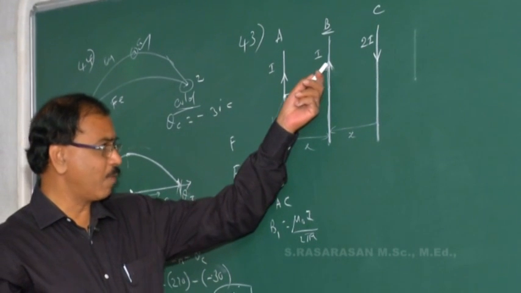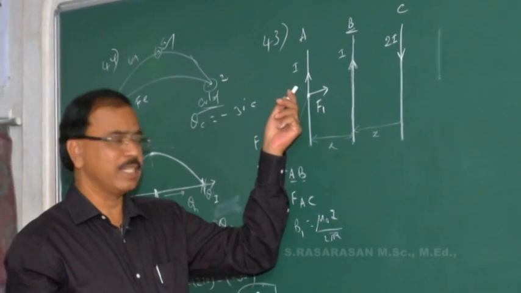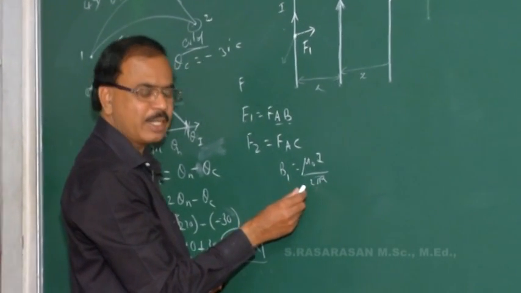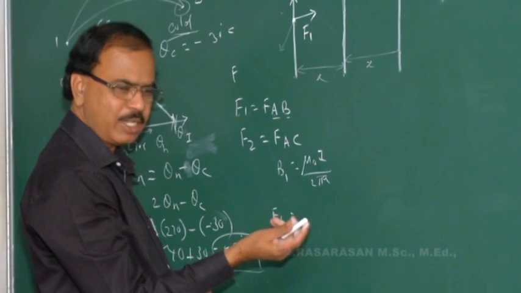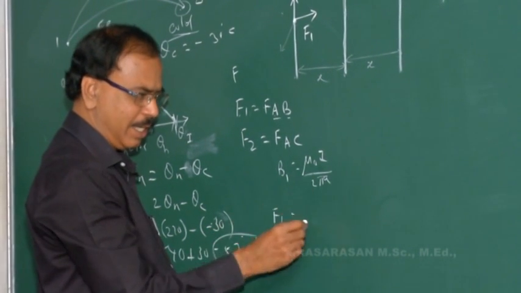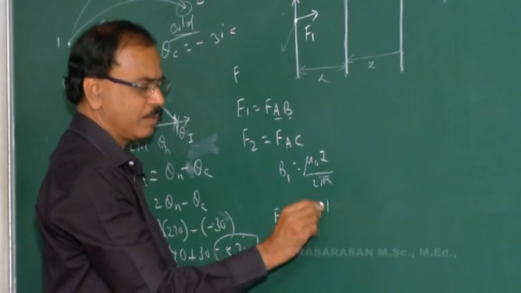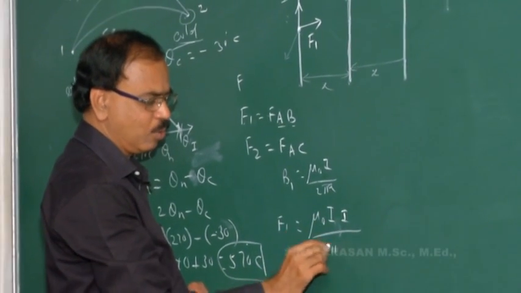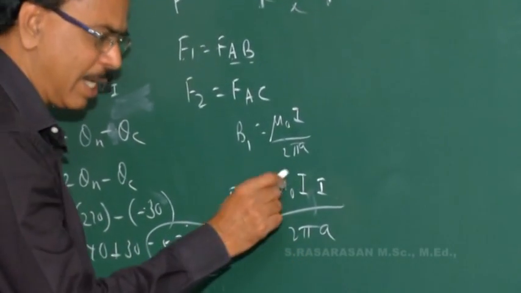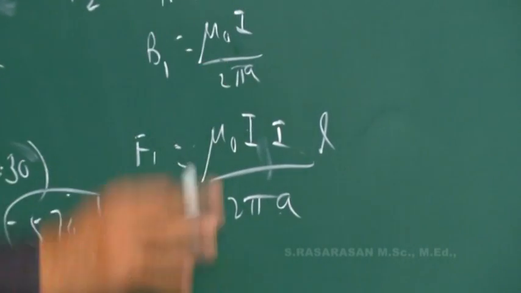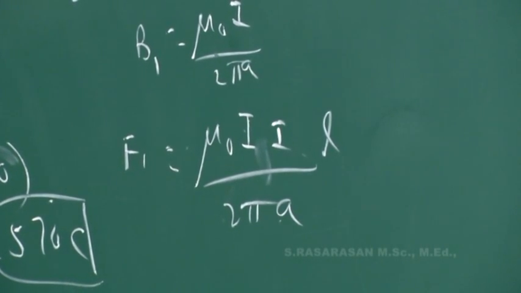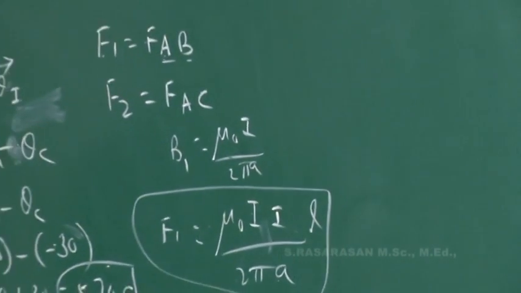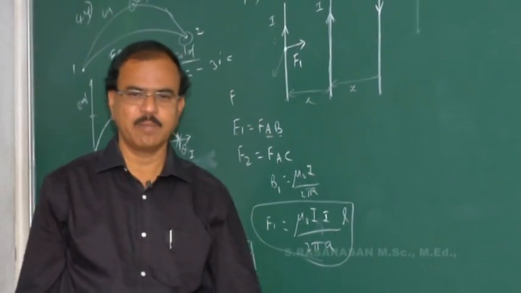So due to the flow of current in this conductor, one force is acting, that force is F1. F1 is equal to, formula we can write, mu naught I1 I2 by 2 pi a into L, the length of the conductor, that is ILB sin theta. Sin theta is 1, so it is ILB. So this is that force F1, acting towards the conductor B.